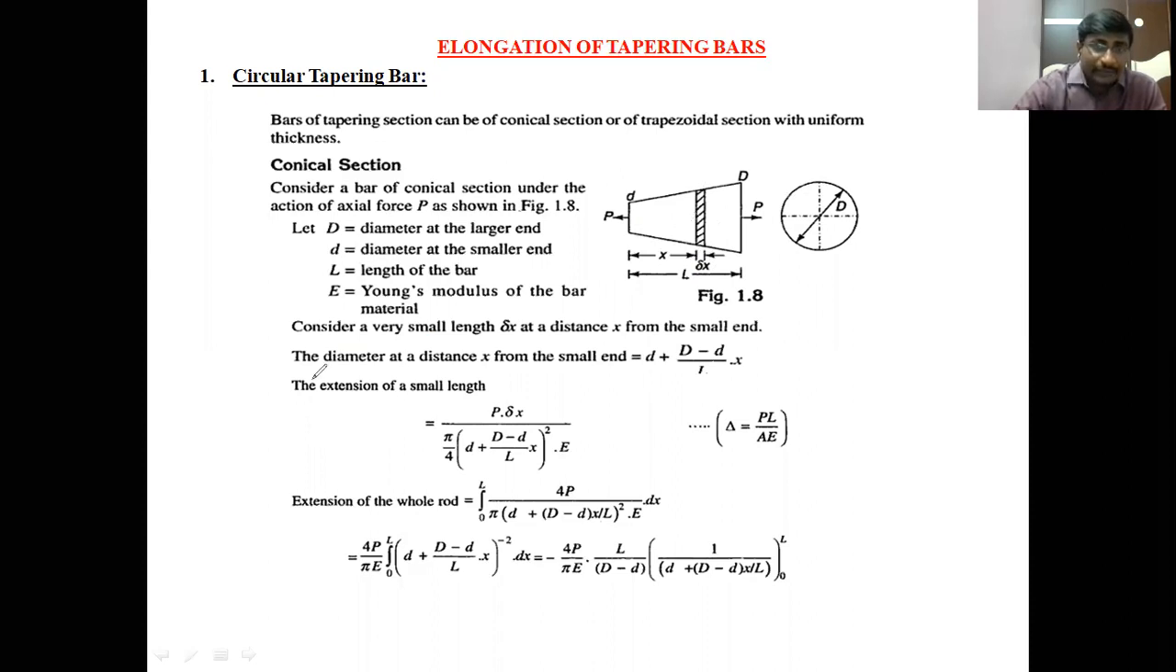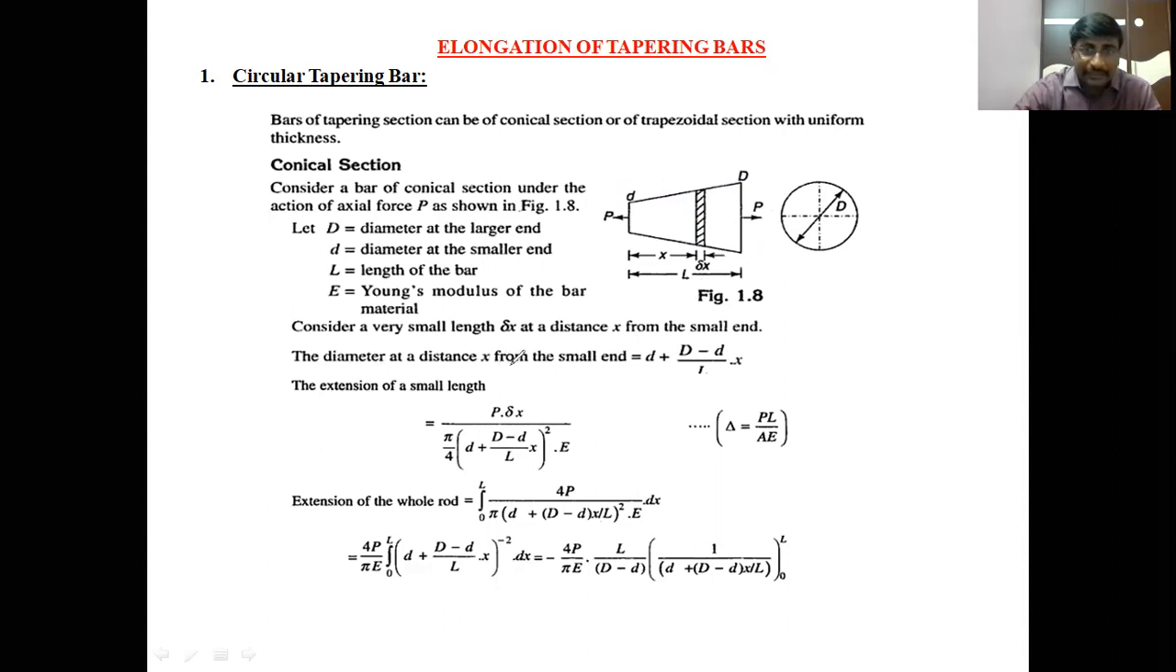Clear? So first we have to find the diameter at a distance x from the smaller end. What is the diameter at this place? We know that the small end diameter is small d, and the bigger end diameter is capital D. But the diameter is gradually varying from small d to capital D. What is the area at the particular distance x from the smaller end? That is our aim. First of all, we find the diameter of that small strip.